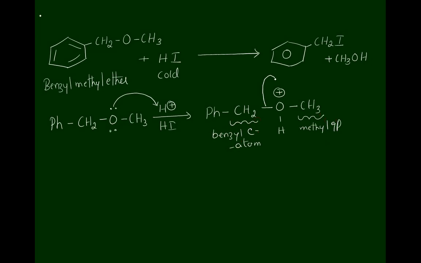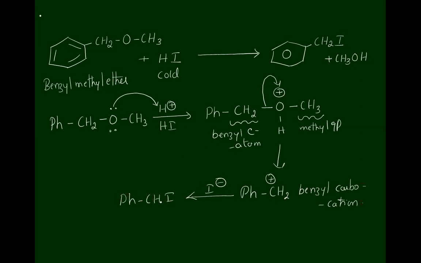Therefore, it drags electron density from here to create the benzyl carbocation, Ph CH2 plus. We get the benzyl carbocation. Why is benzyl carbocation more stable? Due to resonance. Finally, the I minus, the remaining part of hydrogen iodide, reacts to form Ph CH2I. Benzyl iodide is obtained. Here, what part gets removed? CH3OH. Please note it down.